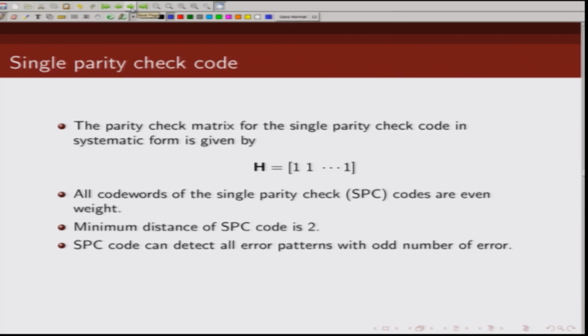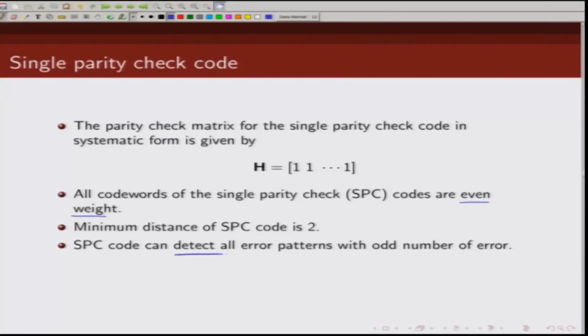Now, since all code words have even weight, any odd error pattern can be detected by a single parity check code, because any odd weight pattern is not a valid code word. So, a single parity check code can detect all error patterns which have an odd number of errors. As long as the error pattern has odd weight, a single parity check code can detect it.